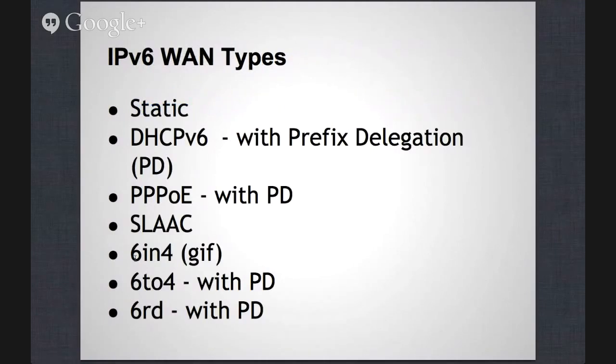So just covering IPv6 a little bit and what types of WANs that we support. It's a little bit different than with v4. You can configure it static, which is very similar in that regard to v4. DHCPv6 is an option, and that has prefix delegation. So many of the IPv6, or actually all of the IPv6 dynamic assignment types that are used by providers have prefix delegation. So in the v4 world, they just give you one IP.